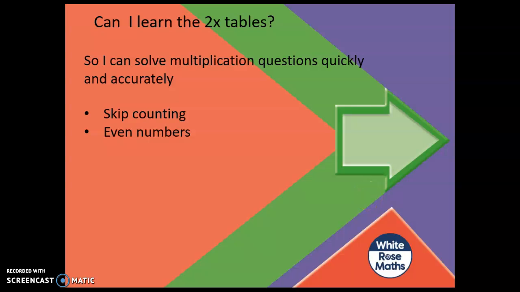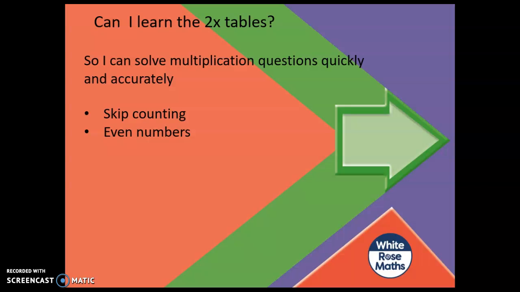Okay, so now we've looked at the warm-up. The learning intention today is, can I learn the 2 times tables? Alright, so we need to be learning the 2 times tables, the 5 times tables, the 10 times tables, and also we can try and learn 3 times tables. Alright, but today's the focus on 2 times. So we can solve multiplication questions quickly and accurately.